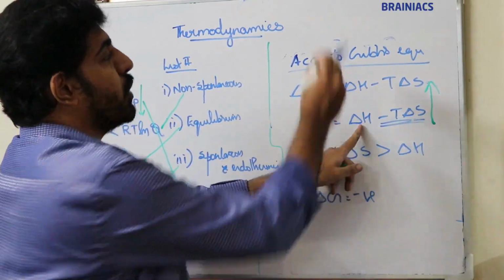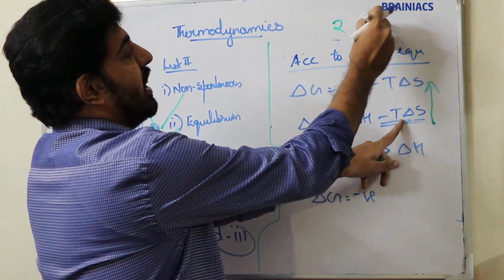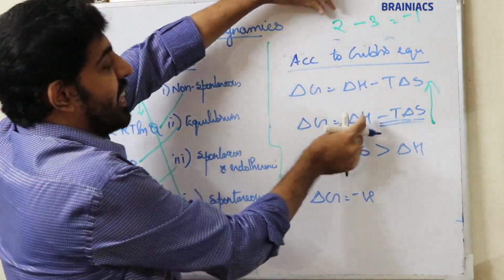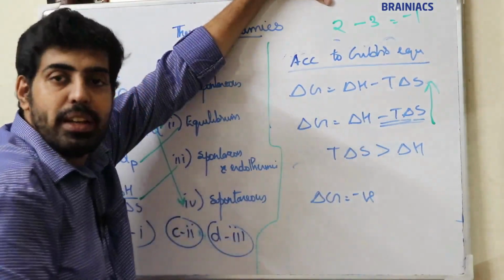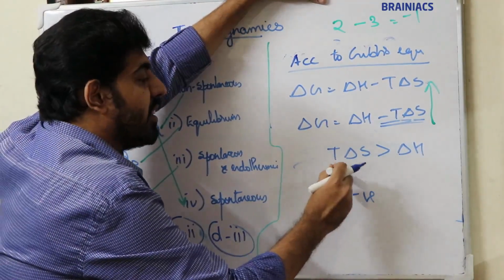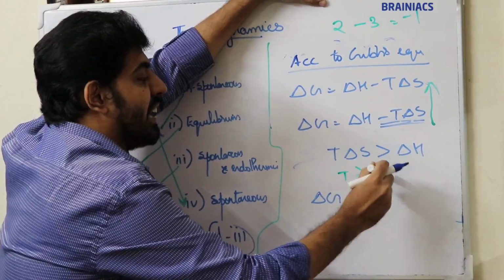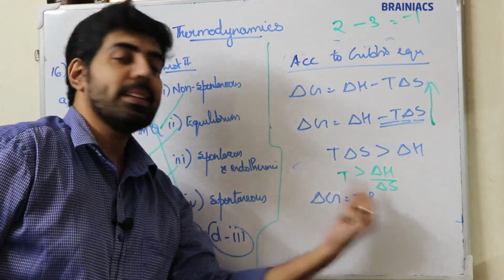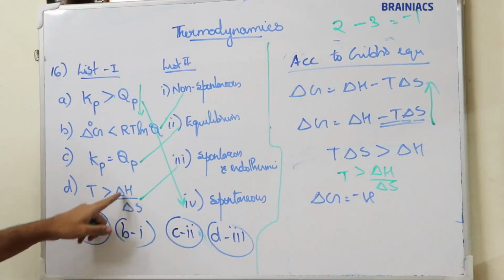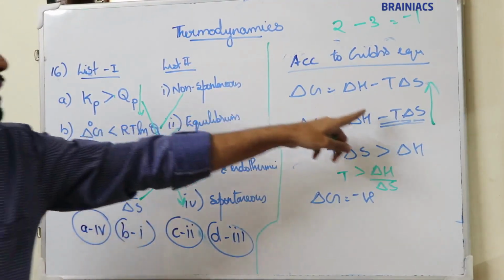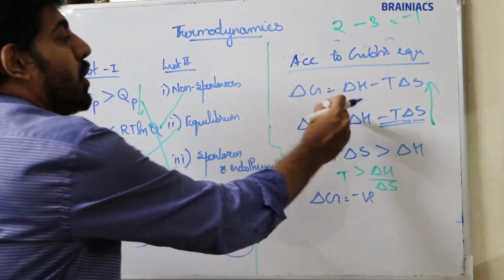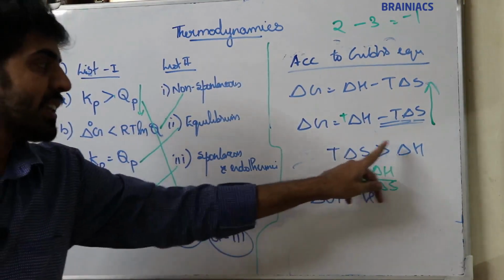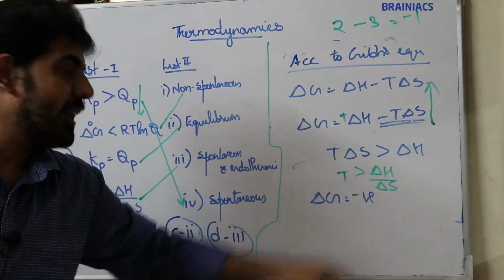If T delta S is greater than delta H, then delta G value will be negative, because if delta H value is 2 and T delta S is 3, what is 2 minus 3? You will get minus 1. So if T delta S is greater than delta H, then delta G value will be negative. Or you can write T greater than delta H by delta S. Delta H value is positive, endothermic, and the reaction is spontaneous if T delta S is greater than delta H, or T is greater than delta H by delta S.